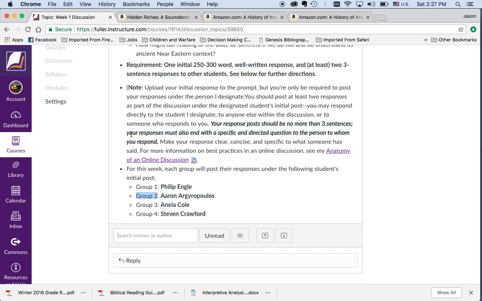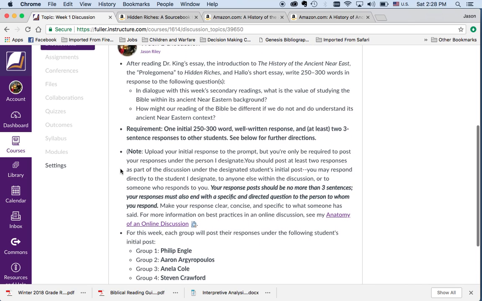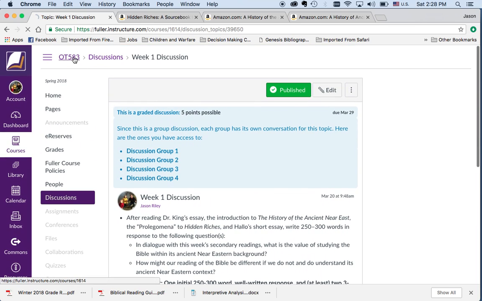Further on that, again, these need to be well written. Please don't go beyond the 3 sentences, and you'll see that it actually will help out your discussions. If you have any questions, please let me know. Again, for further guidance, you can see my anatomy of an online discussion, and you'll get the hang of it very quickly, and it'll facilitate better weekly dialogue.